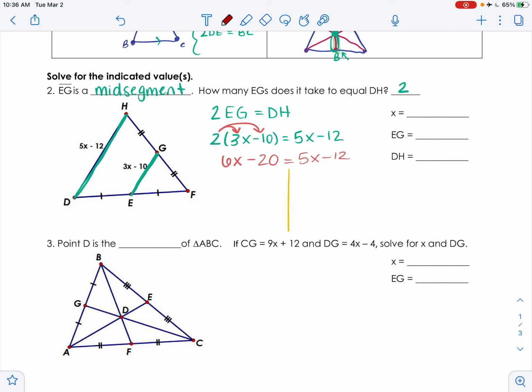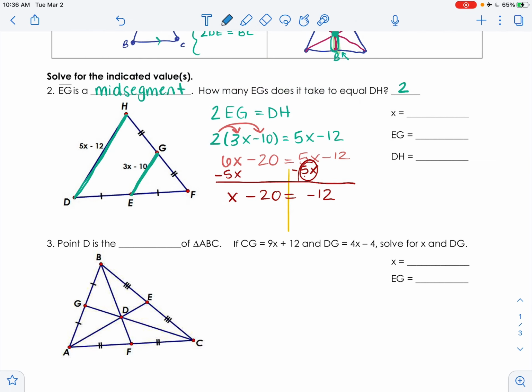Remember, when we move, we do the opposite. So the opposite of a positive 5x would be negative 5x. Whatever I do to one side, I have to do to the other. So here, 6x minus 5x is 1x. Bring down that minus 20. 5x minus 5x is 0. Bring down the negative 12.